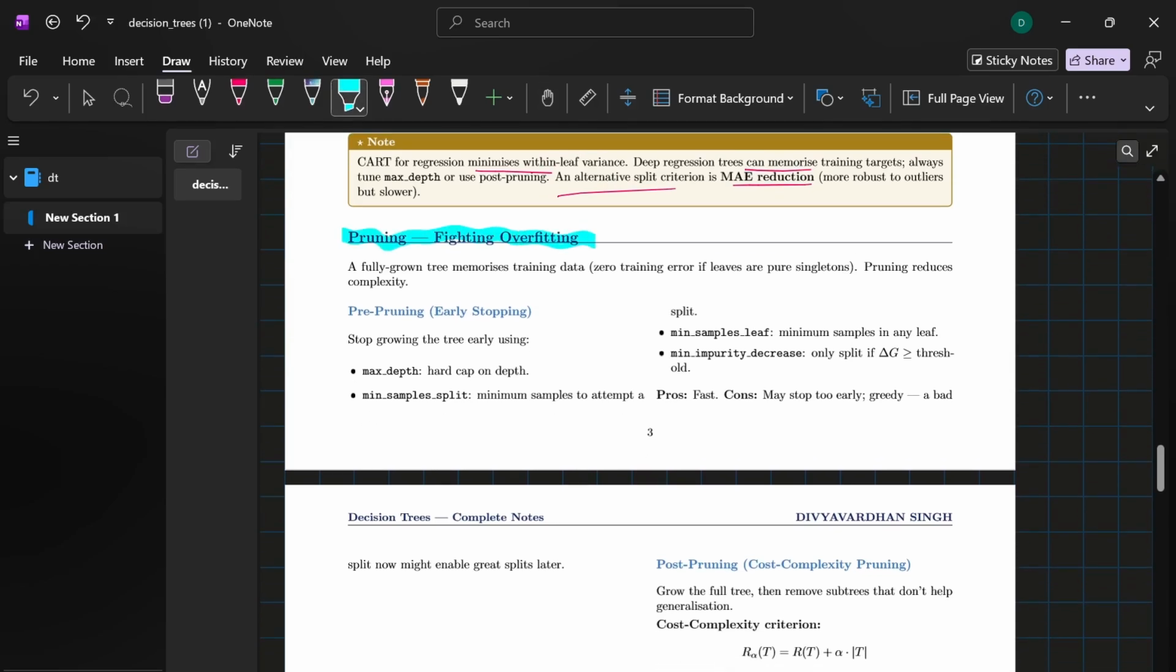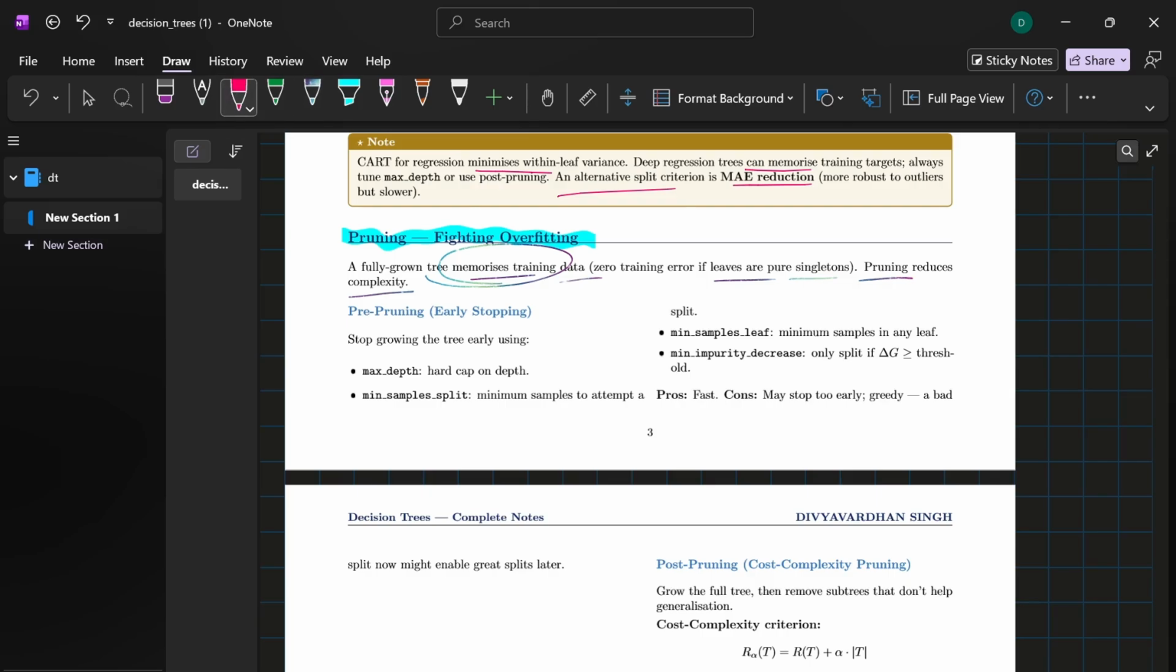Alright, so when we build the tree, now we have to talk about one of the biggest problems, that is overfitting. A fully grown tree will memorize the training data. If you let it grow until every leaf is pure, it will get zero training error, but it will completely fall apart on new data. So we need to control the complexity. For that, we do pruning.